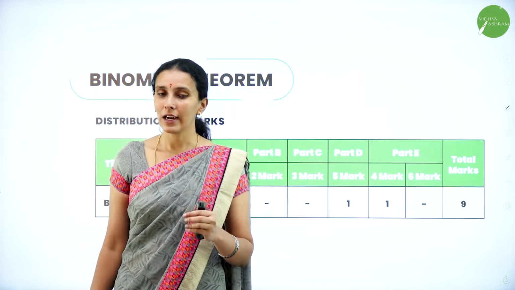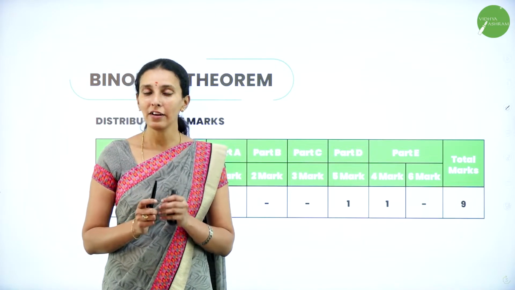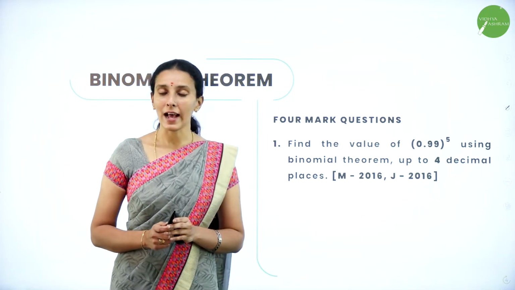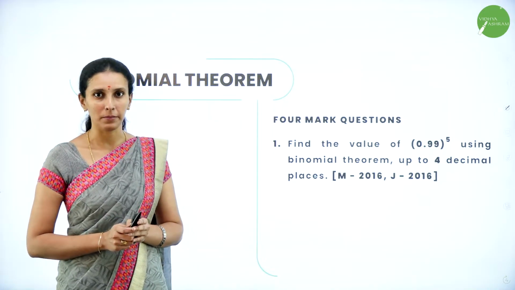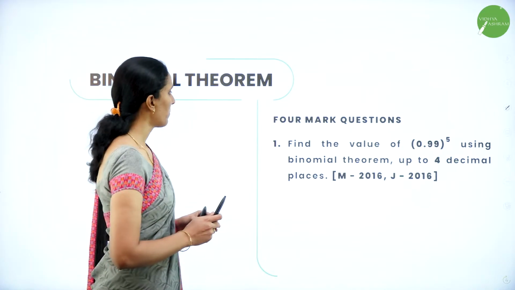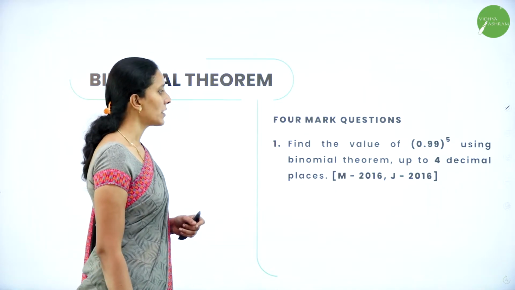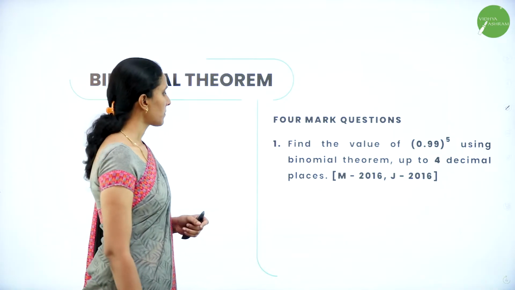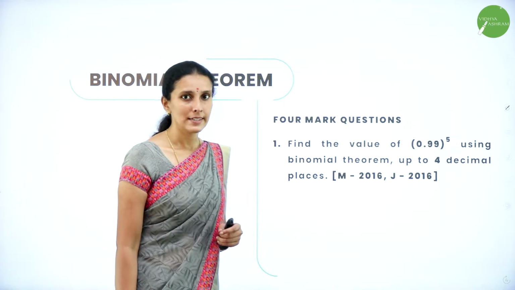So let's look at what are the types of question they may ask you for the 4-mark and 5-mark questions. For the 4-mark question, usually they will ask you expansion of the numericals using binomial theorem. So let us take a few questions. Find the value of 0.99 whole power 5 using binomial theorem up to 4 decimal places. This was asked in March and July 2016.